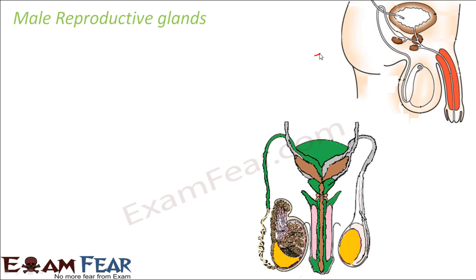So now let us talk about the male reproductive glands. As I said, there are three important male reproductive glands. Here I have displayed the male reproductive system both from the side view and the front view, so that it will become easier for us to label the different glands.